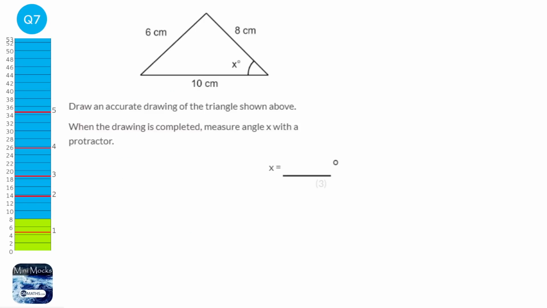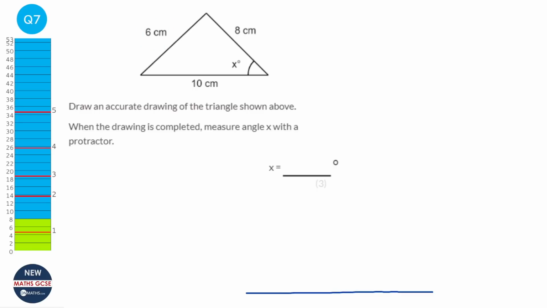You will need to use a paper and pencil to do this physically. You can't really do this on the computer. And make sure you have a ruler and a compass. So the first thing we're going to do is draw our 10 centimeter line. And we're going to get our compass and we're going to measure the 6 centimeters for the left hand side.